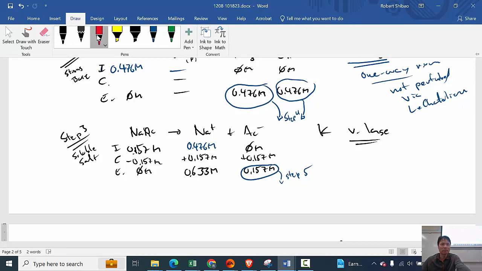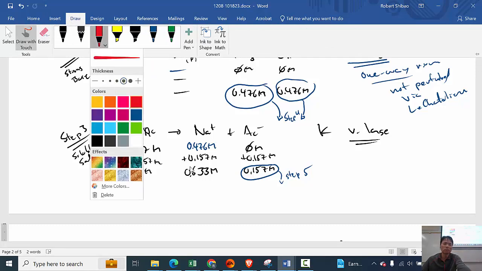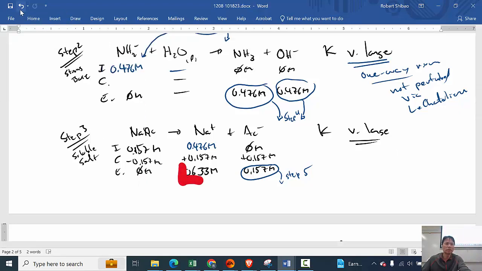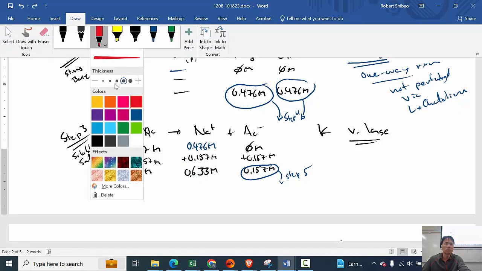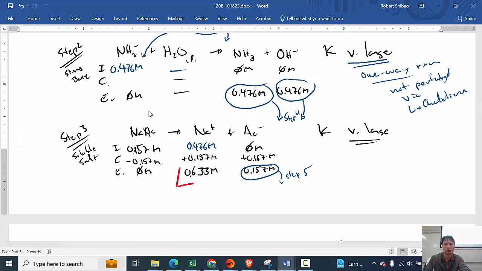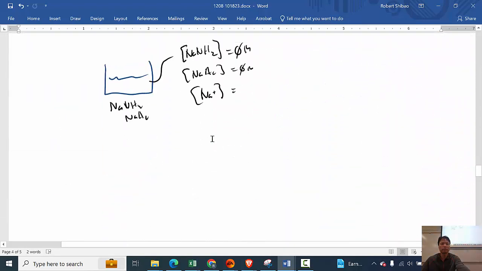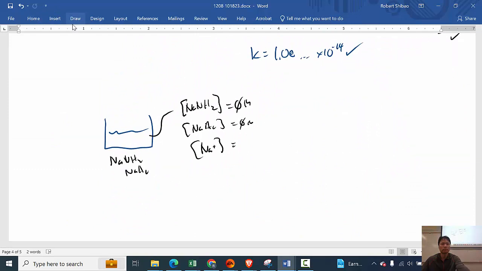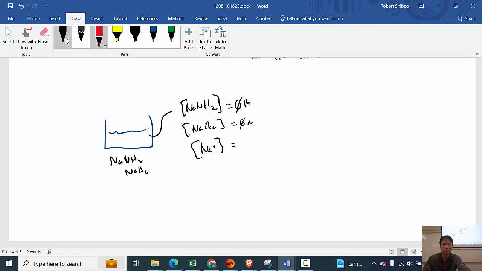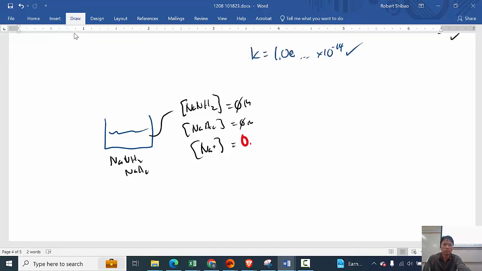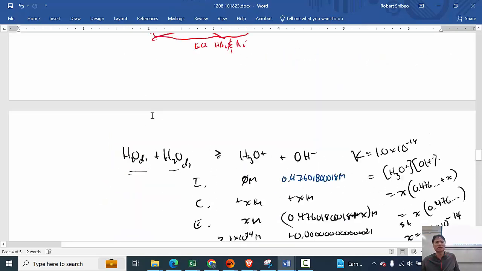It stopped at step 3. At 0.633 molar. Let's just round it. I only did this to one sig fig, so 0.6 molar. Okay, what else do we have? Do we have any amide ions? No, the amide's going to come out to 0. Did it come out to 0? Yeah.